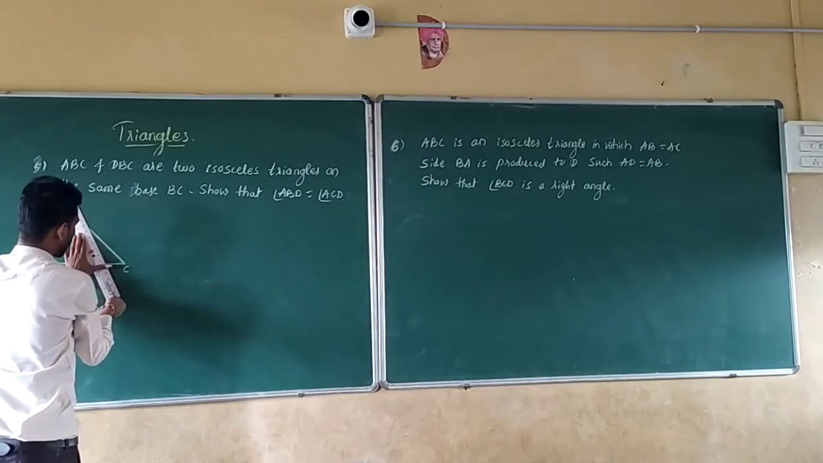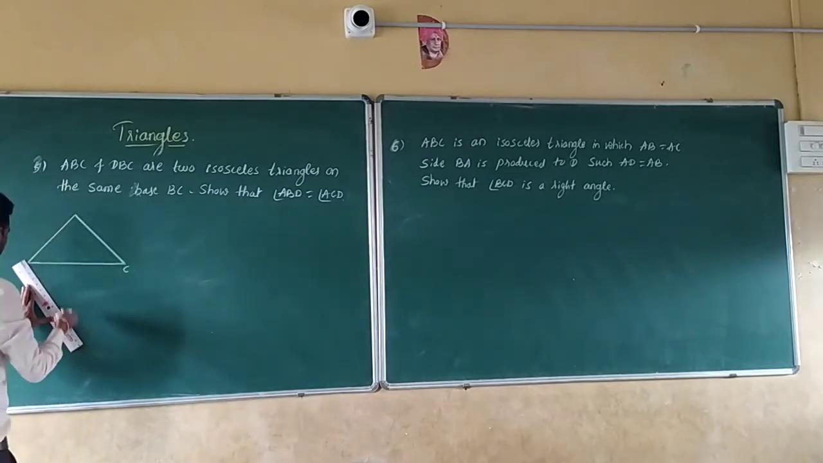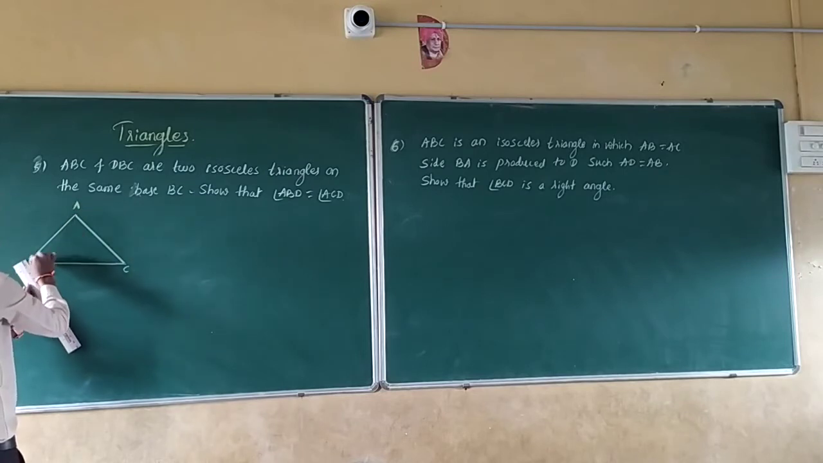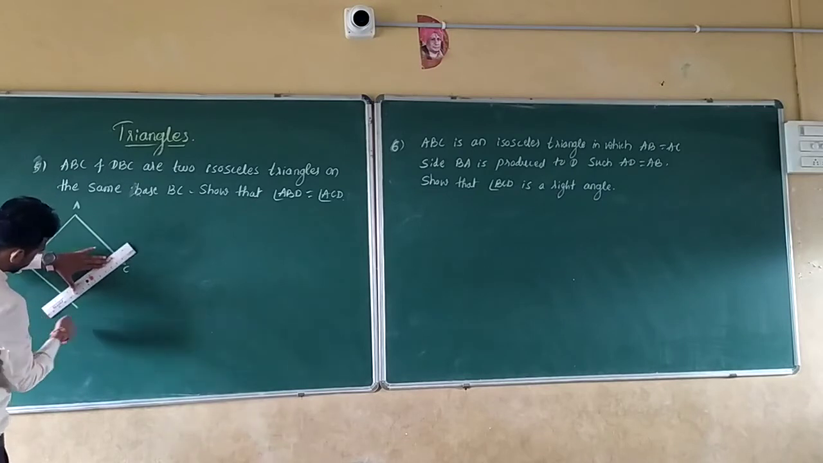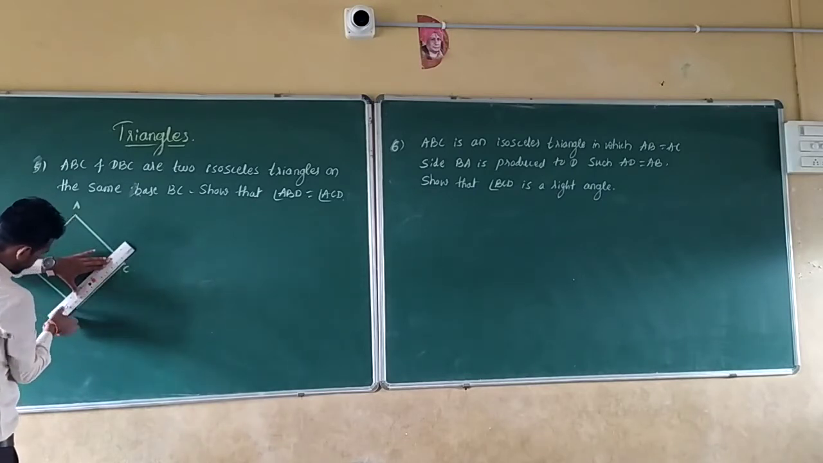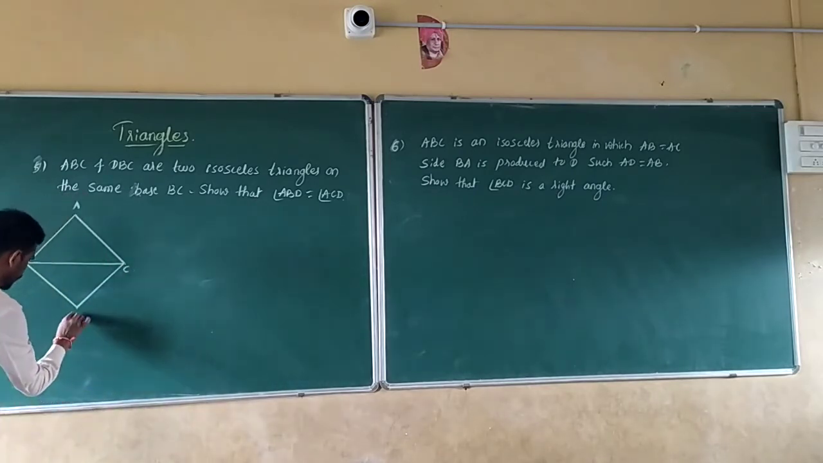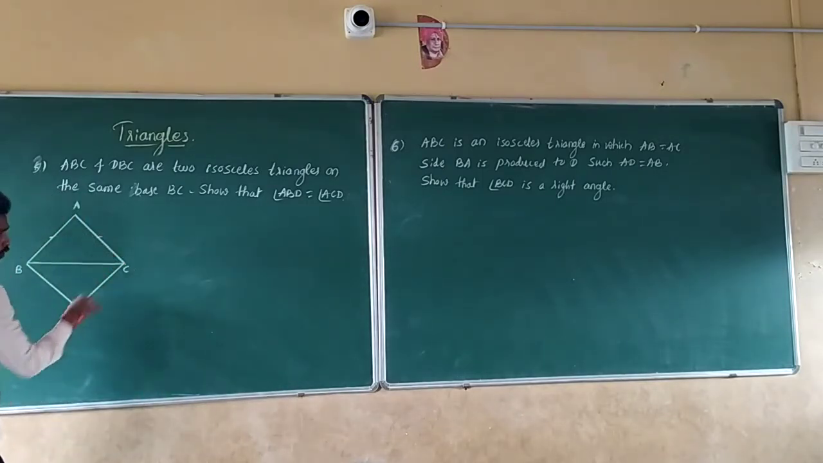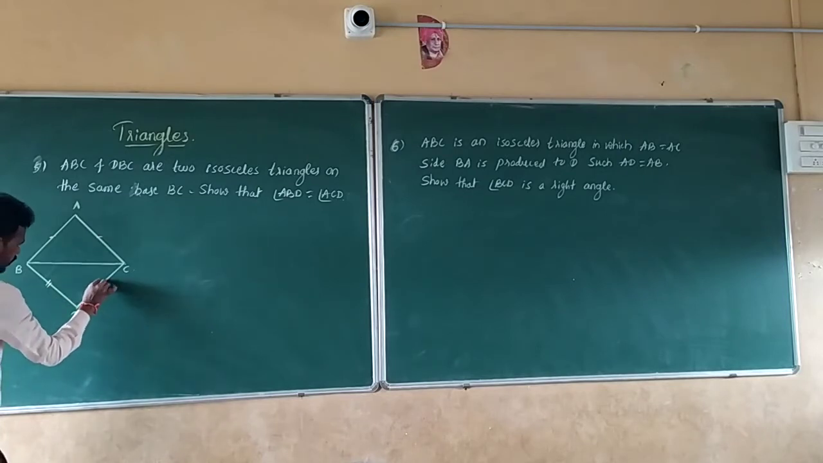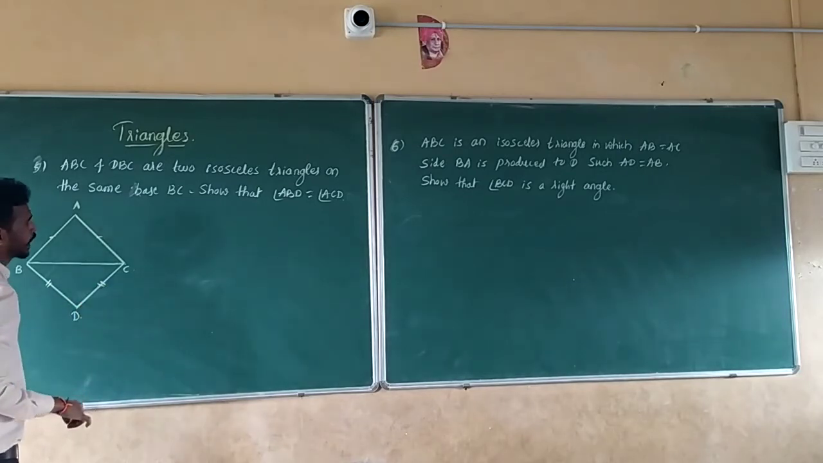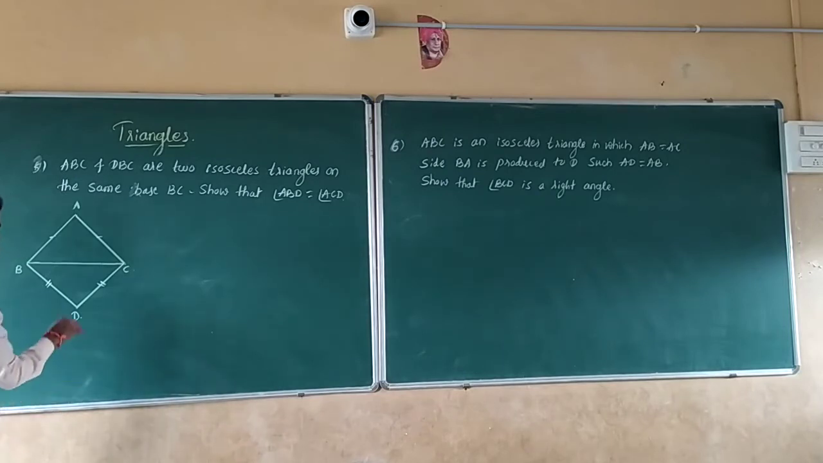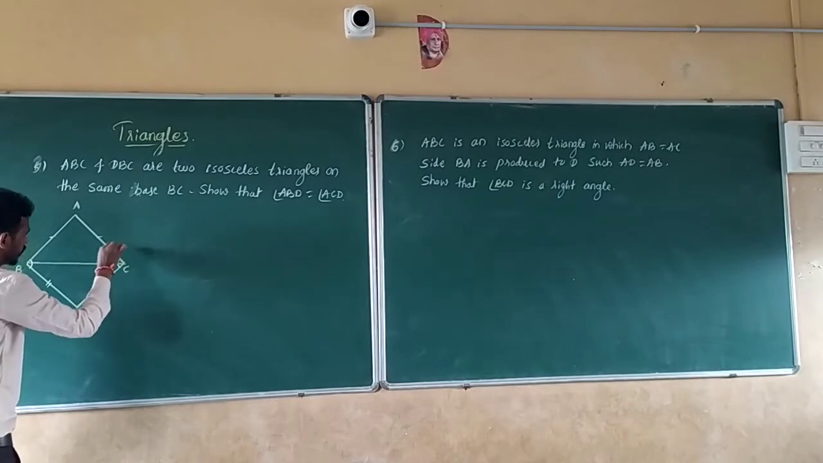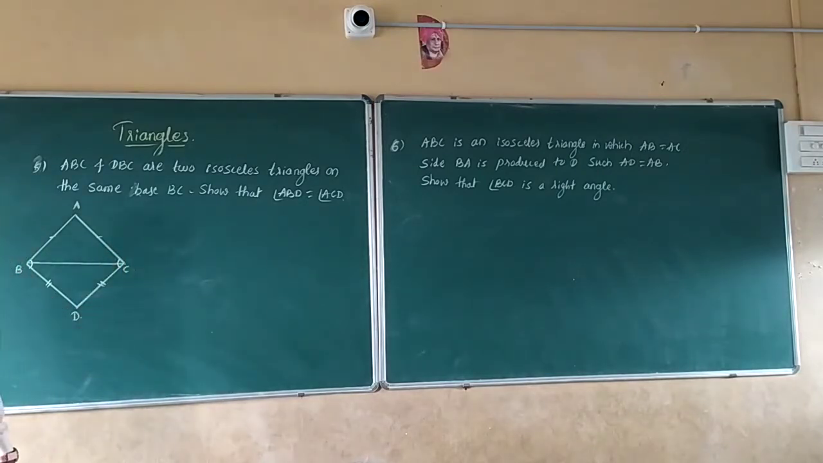This is one isosceles triangle, and D means here two sides are equal and here these two sides are equal. Then show that angle ABD is equal to angle ACD. Means ABD, this total angle, is equal to ACD. This total angle we need to show is equal.